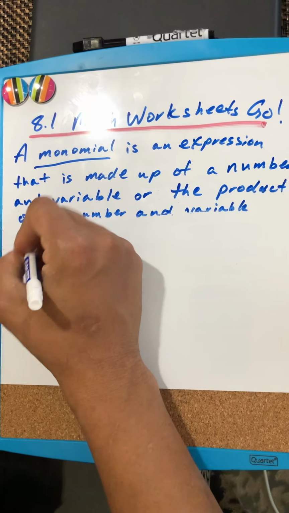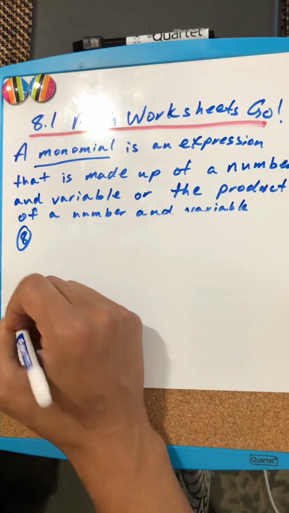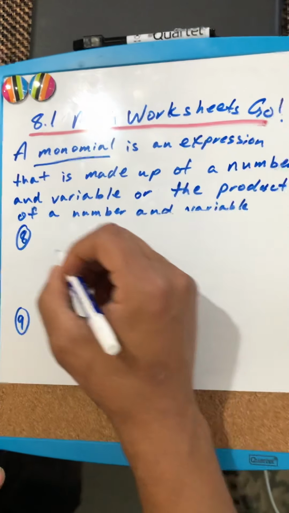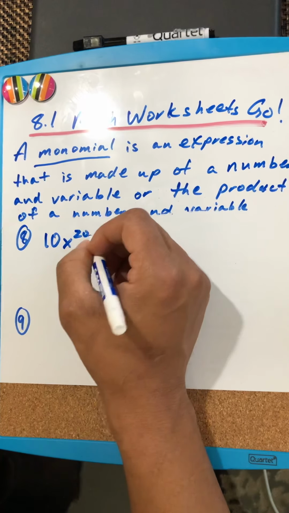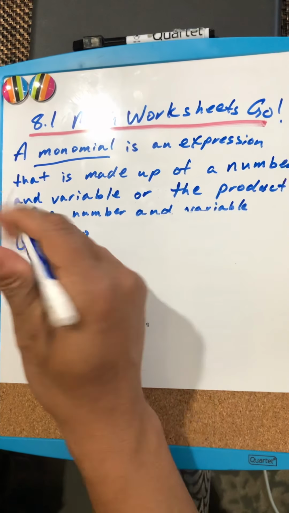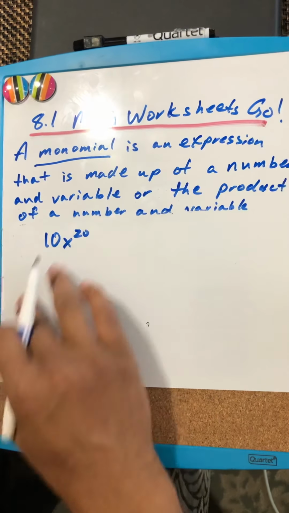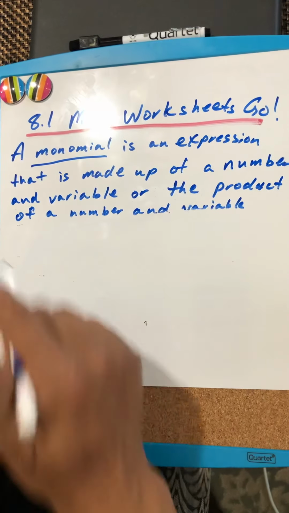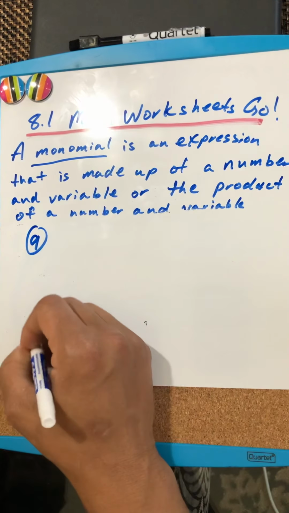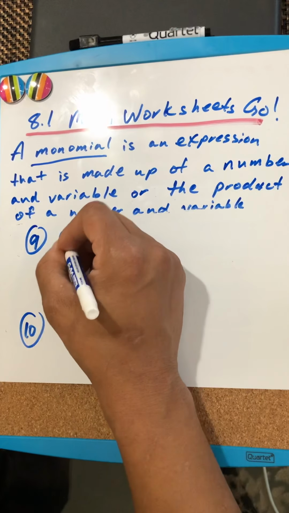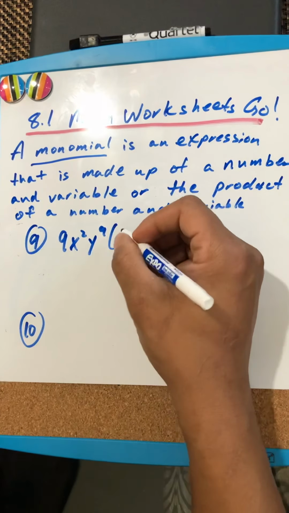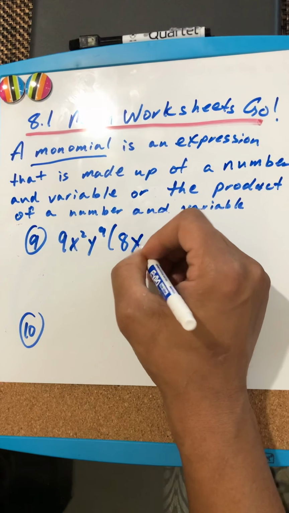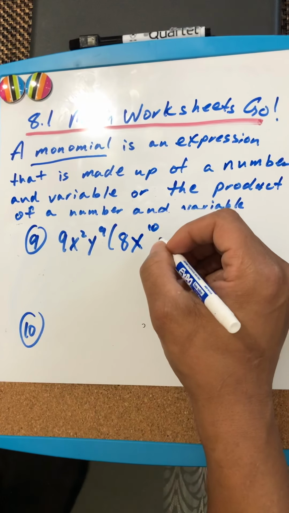So here's number 8. Here's number 9. Number 8 says 10x to the 20. Oh, I'm sorry. What's wrong with me? Number 9 and 10. Number 9, 9x to the second, y to the 9, times 8x to the 10, y 9.